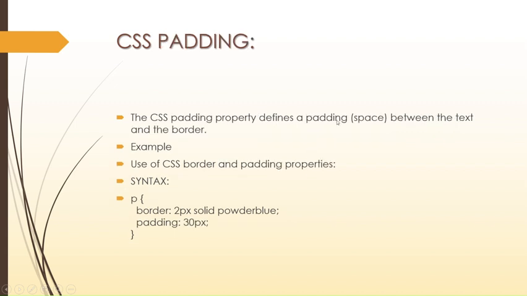So this is CSS padding. We haven't done the padding, so we'll try it. The CSS padding property defines a padding space between the text and the border. Example, use a CSS border and padding properties. Syntax, like this. So we'll use it in our H1.